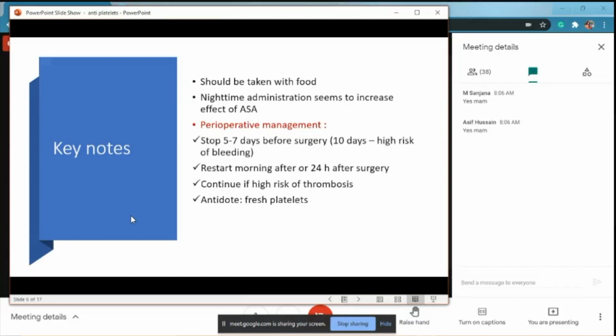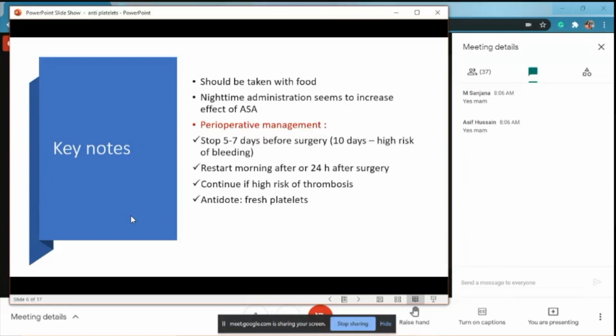Okay. What if, now we discussed the elective surgery, because the patients know when the surgery is going to be and the physician is aware that they scheduled the surgery. What if it is an emergency surgery? Like a patient is on aspirin, suddenly an accident happened, and the patient has to undergo an emergency surgery. In that case we give fresh platelets as an antidote for aspirin.